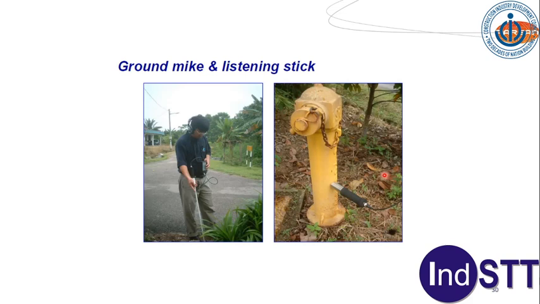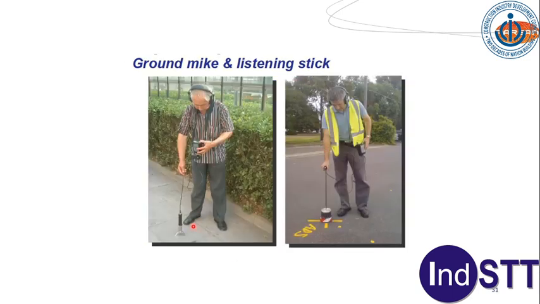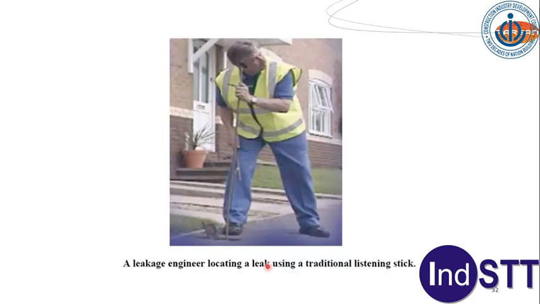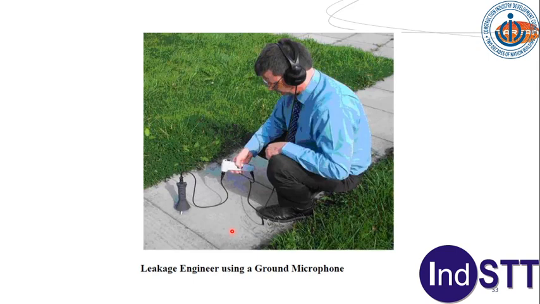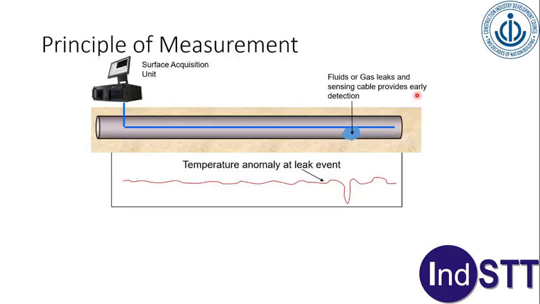Then there are ground mics and listening sticks. So this person is, for example, putting on this headphone and using a ground mic for listening to the leak. Again, ground mic and listening devices here. So there, once you have located the leak, you can further localize it or pinpoint it using these devices. A leakage engineer locating a leak using a traditional listening stick, where it was directly put on air and the leak was listened to. Then again, this is a ground microphone. So this is a microphone put on the ground and you're listening to the sound which is coming to you from the leak.